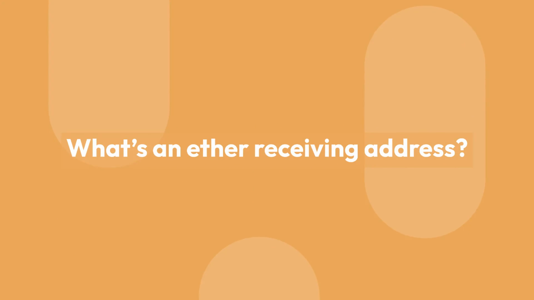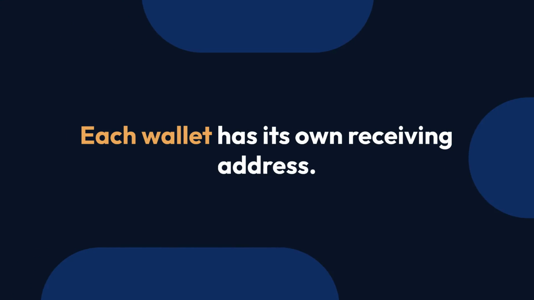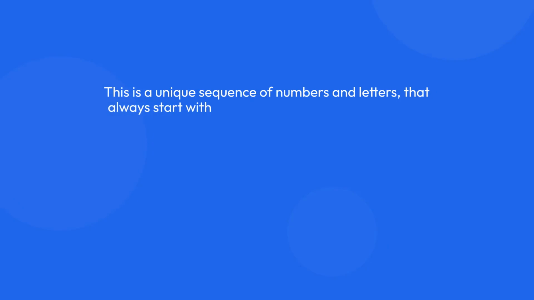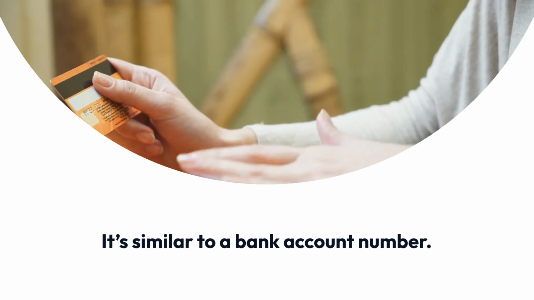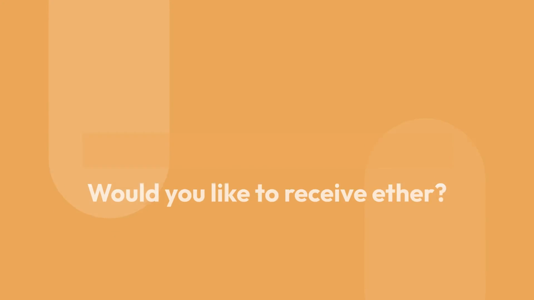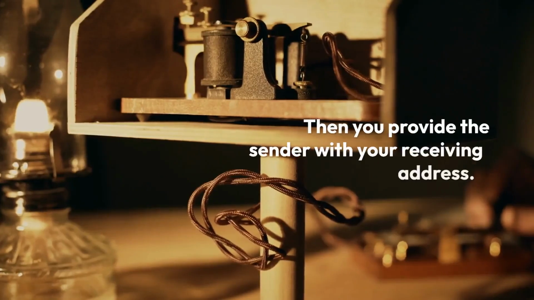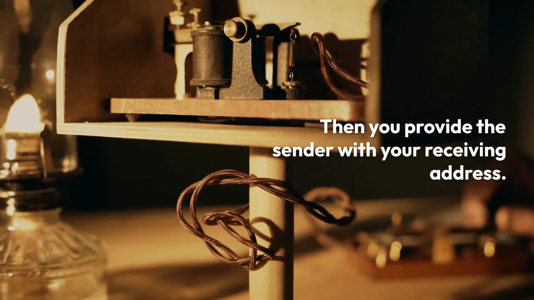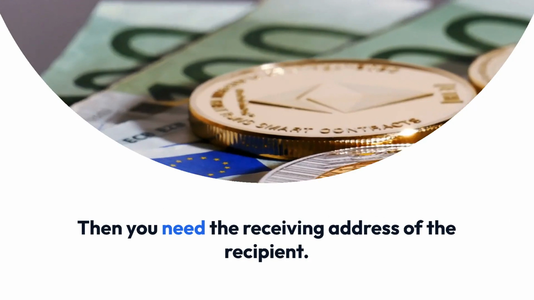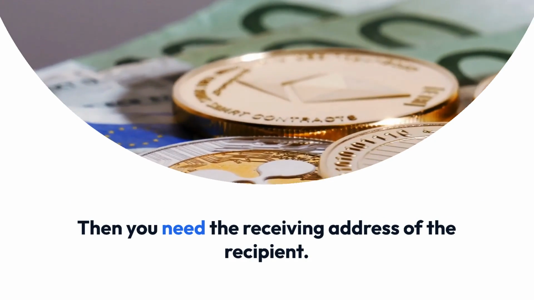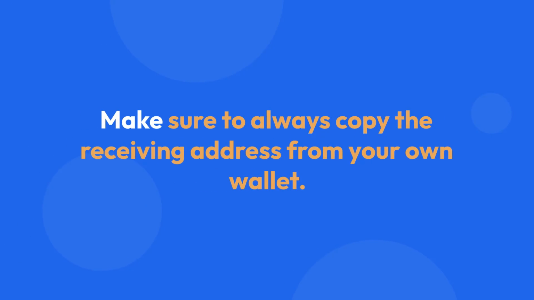What's an ether receiving address? Each wallet has its own receiving address. This is a unique sequence of numbers and letters that always starts with 0x. It's similar to a bank account number. Would you like to receive ether? Then you provide the sender with your receiving address. Would you like to send ether to another wallet? Then you need the receiving address of the recipient. Make sure to always copy the receiving address from your own wallet.